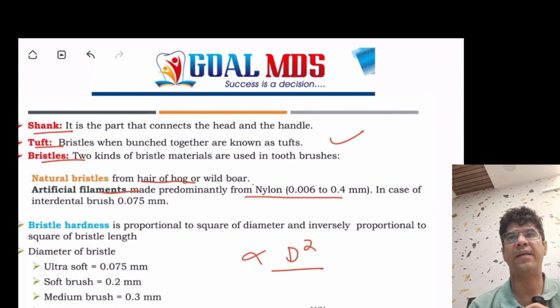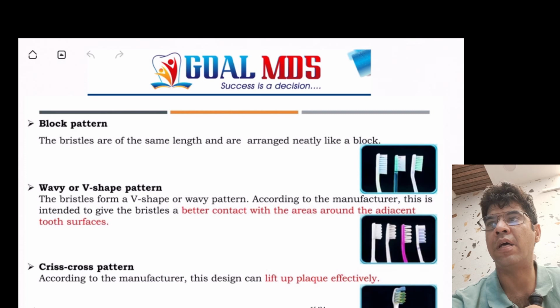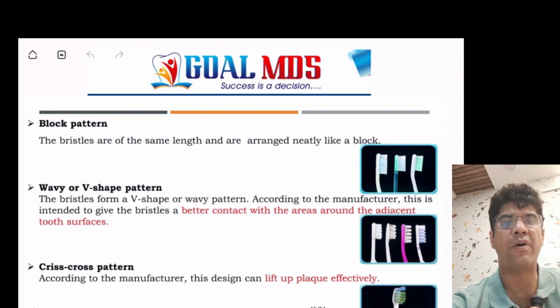Remember, the bristle hardness is directly proportional to the square of the diameter and inversely proportional to the square of the bristle length. So the diameter of bristle, remember this from the MCQ point of view. They can be either ultra soft brush, medium brush, or hard brush. Remember the diameters 0.075, 0.2 mm, 0.3 mm and 0.4 mm. Remember these diameters from the entrance exam point of view.